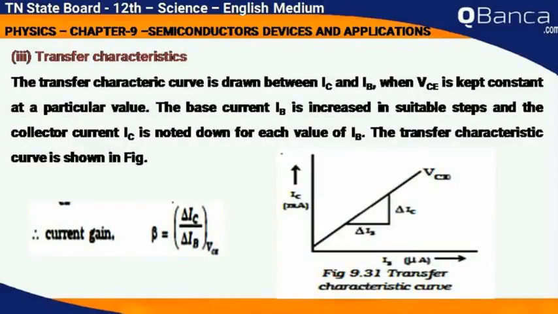Transfer characteristics. The transfer characteristic curve is drawn between IC and IB when VCE is kept constant at a particular value. The base current IB is increased in suitable steps and the collector current IC is noted down for each value of IB. The transfer characteristic curve is shown in the figure. Therefore, current gain beta is equal to del IC by del IB at constant VCE.